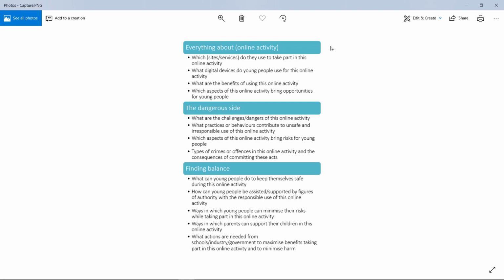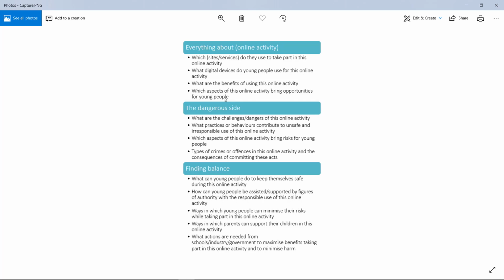You need to literally discuss it as though somebody has no idea what this online activity is, as though they've never heard about it. So some of the things you can discuss about it is which sites people use for it, what devices they use for it, what benefits they have, what aspects bring opportunities for young people. So the good things and why people use it, all about it.